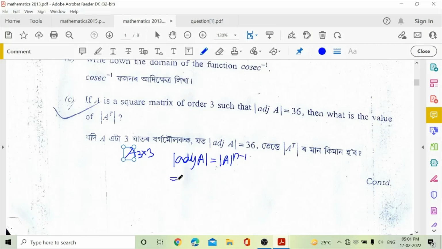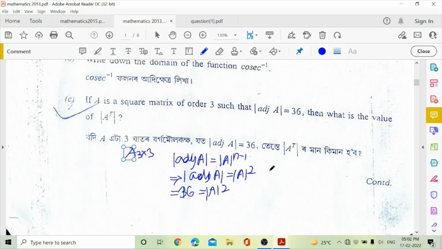That means we can easily write determinant of adjoint of A is equal to determinant of A whole square, because A is a matrix of order 3. So in place of n, you have to write 3, and 3 minus 1 is equal to 2. But determinant of adjoint of A is what it is given? 36. That means you can easily write it will be 36, and determinant of A whole square.